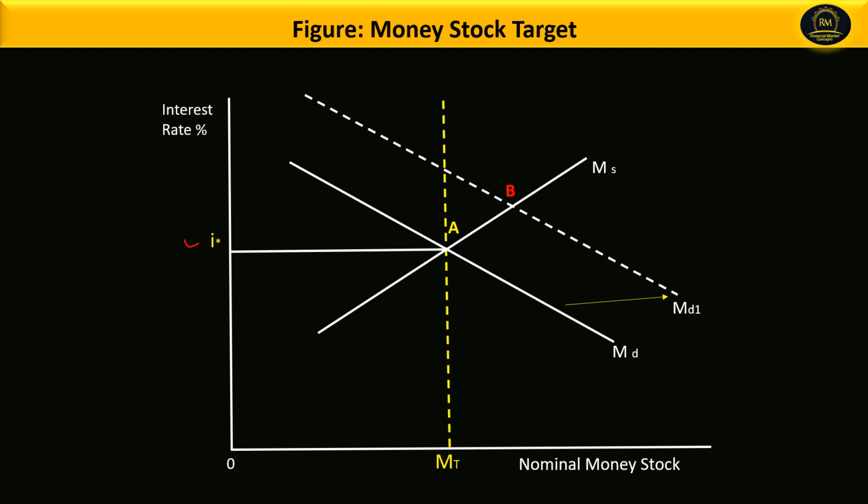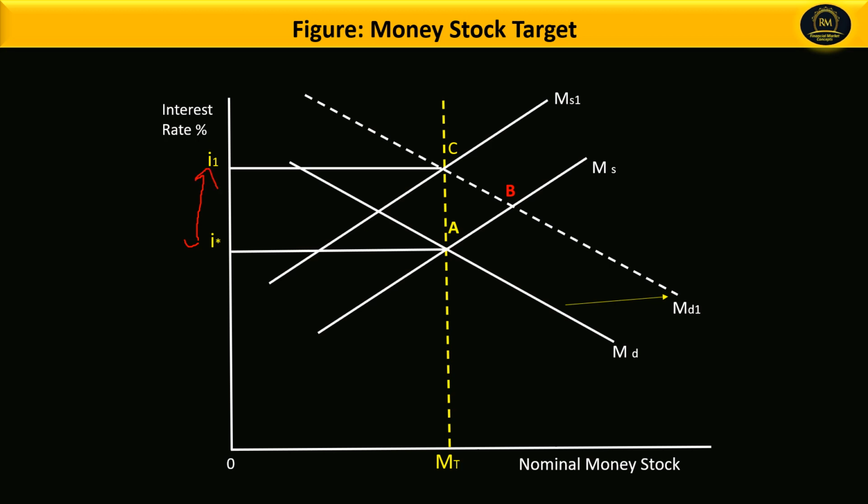RBI reduces the money supply from MS to MS1 and a new equilibrium is established at point C. So at point C, RBI's policy decision helps to achieve the targeted money stock again, but the rate of interest increases from initial I to I1.